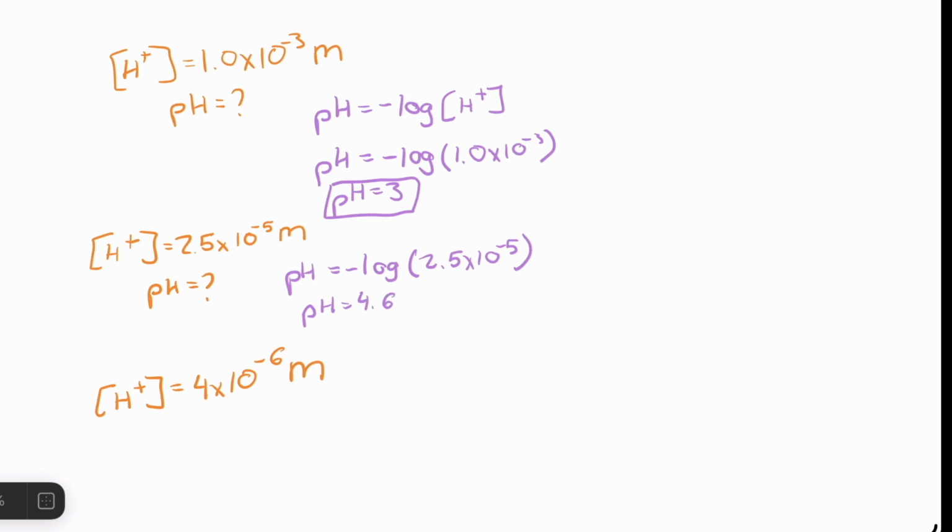Let's try one more. We have an H plus concentration of 4 times 10 to the negative 6th molar. What is the pH? Again, our pH is simply the negative log of 4 times 10 to the negative 6th. And that will give us a pH of 5.4.